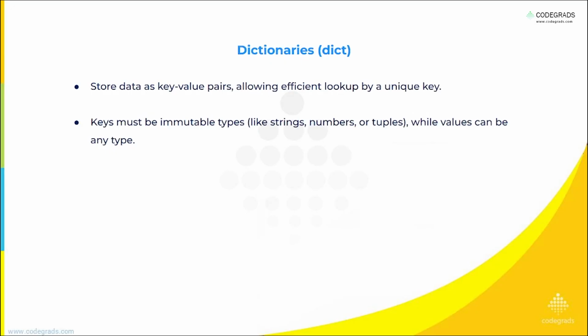Next is the dictionaries. We can mention it by dict in Python. It stores data as key-value pairs, allowing efficient lookup by a unique key. Keys must be immutable types like string, number, or tuple, while values can be any type. So we have two different parts in a dictionary: we have key and we have value. In key, we have immutable data types like string, numbers, or tuple, while in values, we can have any data type.